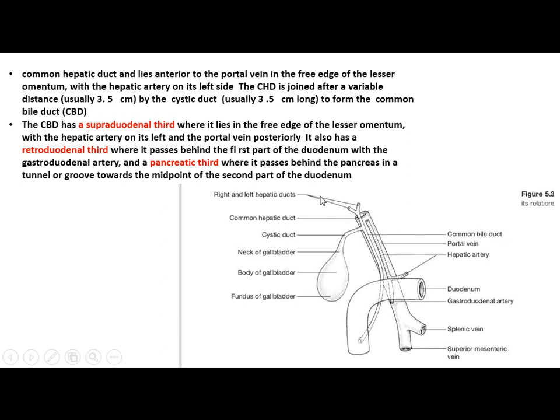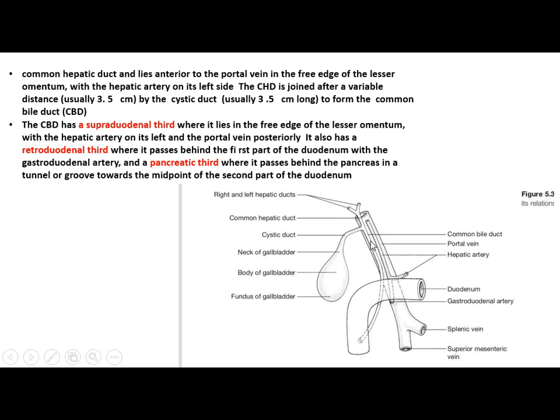The relations of the common hepatic duct: it lies anterior to the portal vein in the free edge of the lesser omentum. As I said before, it has a course of 3.5 centimeters before joining the cystic duct, and the common bile duct has a supraduodenal third, a retroduodenal third, and a pancreatic third. One third is supraduodenal, one third is retroduodenal. They should say supraduodenal part, retroduodenal part, and pancreatic third.